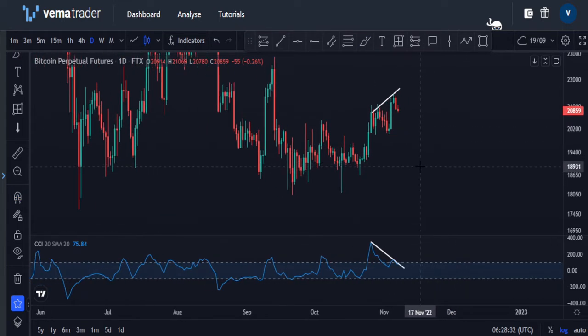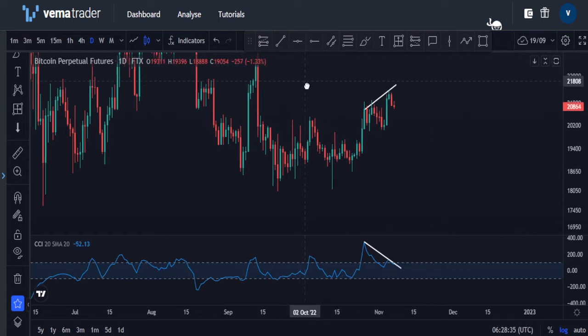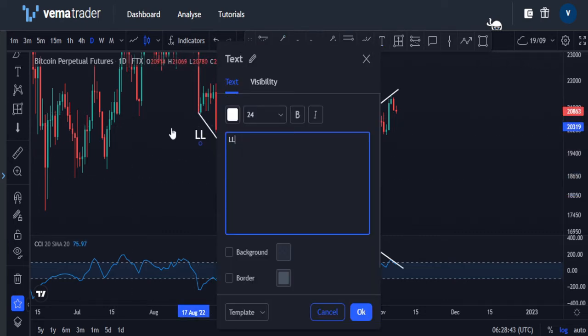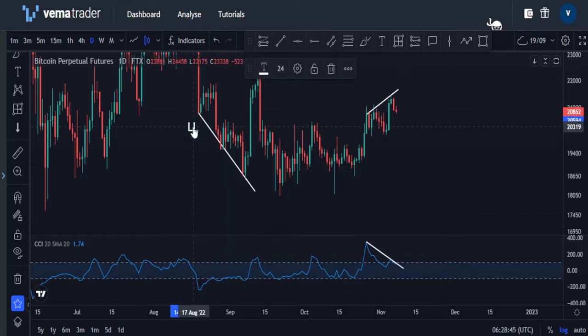Now, the opposite is also true. You get what's called bullish divergence. Excuse me. And a perfect example of that is here. So here, we can see price was making lower lows. We get a lower low. We get another lower low. We get another lower low.